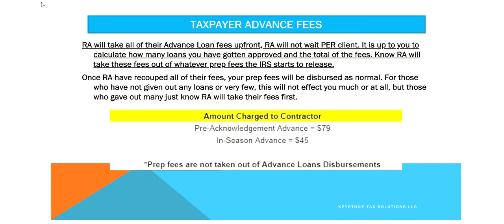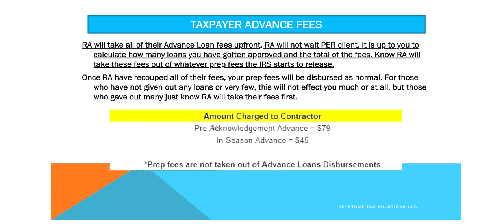Taxpayer advances and the fees associated with those advances. Refund Advantage will take all of their advance loan fees up front. Refund Advantage will not wait per client. It is up to you to calculate how many loans you have gotten approved for and the total of the fees. Refund Advantage will take these fees out of whatever prep fees the IRS starts to release. So make sure if you're giving out those loans that you're keeping track of those loans and when they were given. You need to keep track of whether it was a preseason advance or in season. The fees are here below.